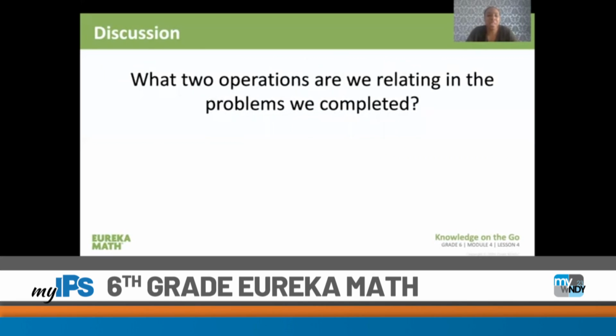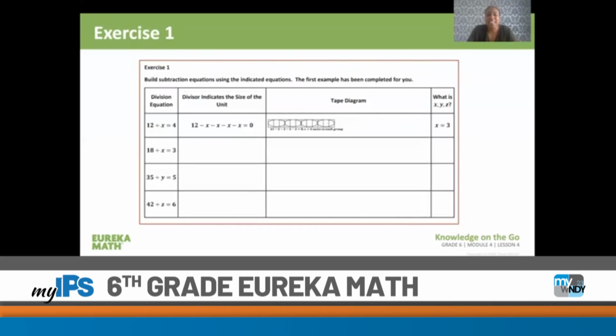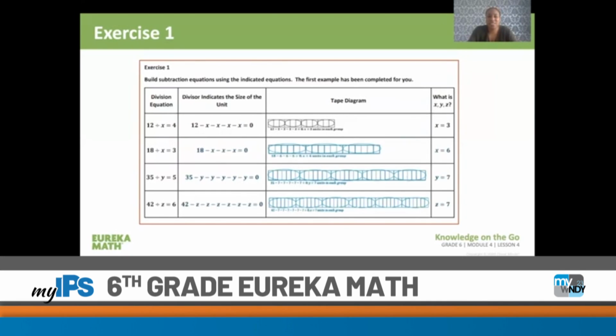What two operations are we relating in the problems we completed? Division and subtraction. Now we'll take a look at exercise 1. Pause the video and take as much time as you need. I will be here when you get back. Let's review our answers.